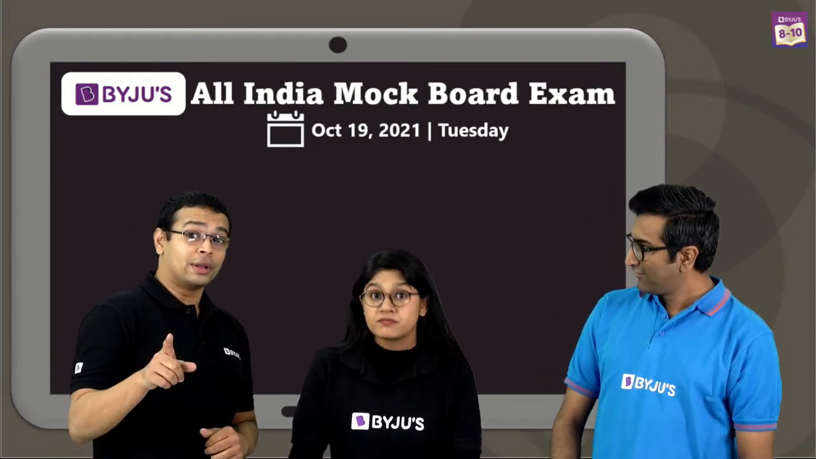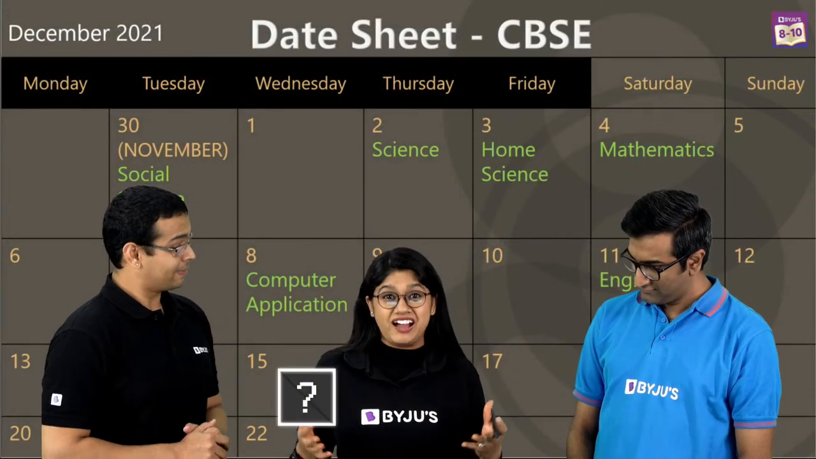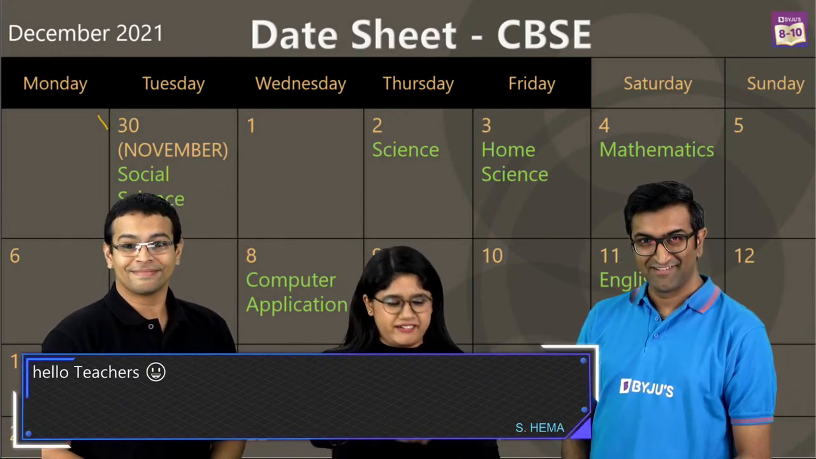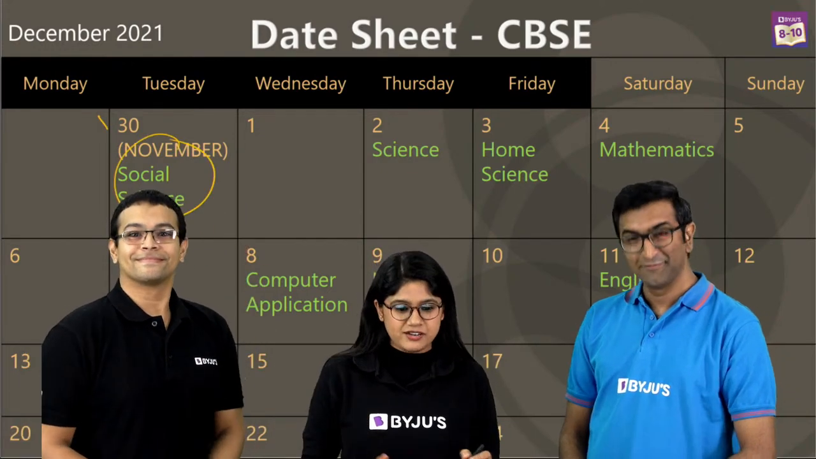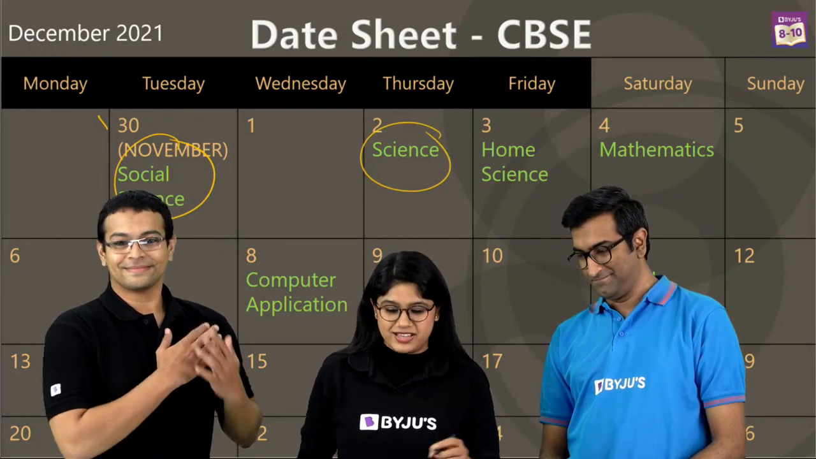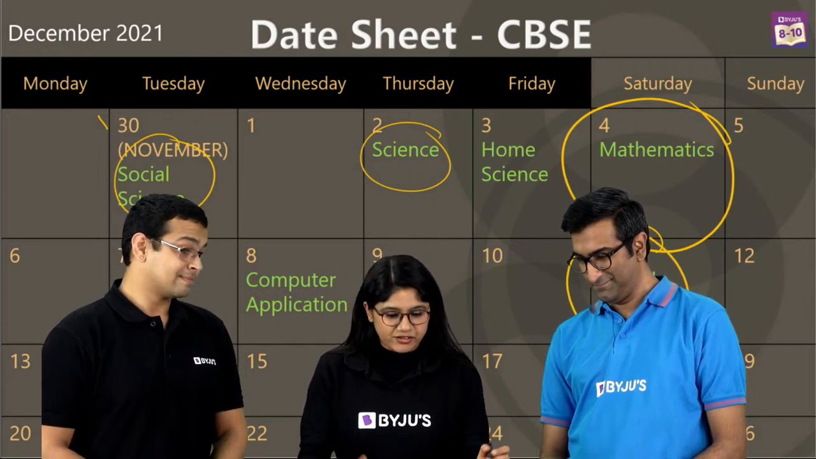And all this, mind you, is for your term 1 examinations, for which we have the date sheets. It'll be starting in the month of November. We have social science first, then on the 2nd of December we have science. Then of course we have maths, and English. So get ready for all of it.